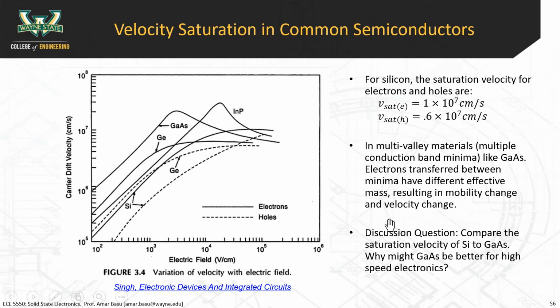This should be a fairly obvious question by now, but if you compare the saturation velocity of silicon and gallium arsenide, notice that the saturation velocity of gallium arsenide is higher than silicon, right? It has a much higher mobility here. I think we actually talked about this already. So gallium arsenide would be better for high-speed electronics just because it has higher mobility.